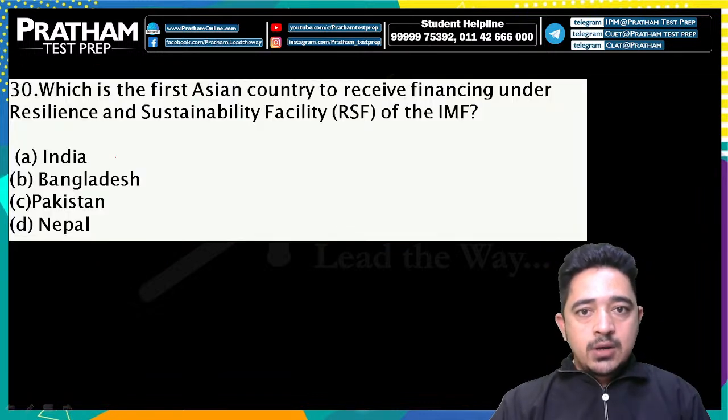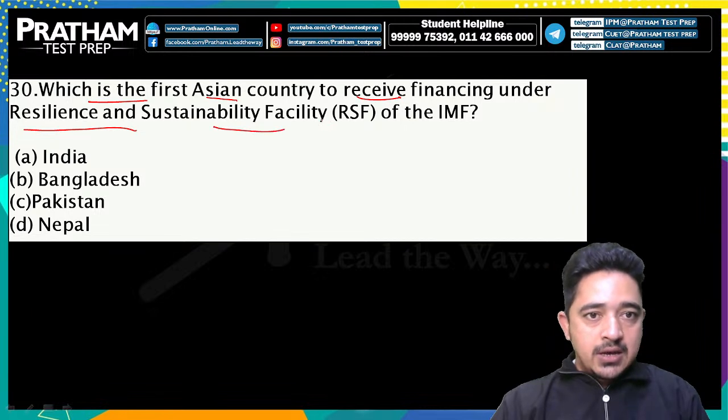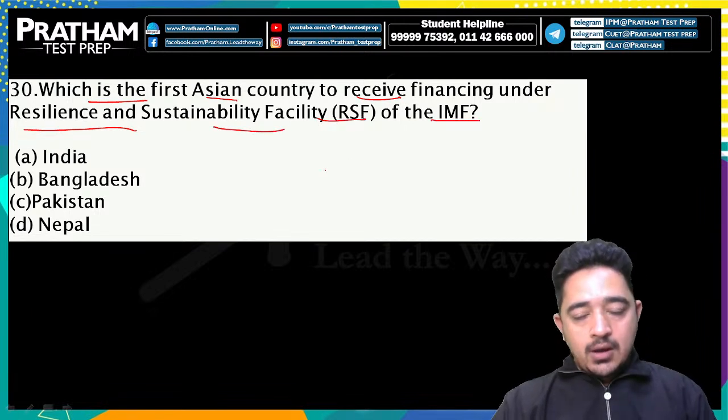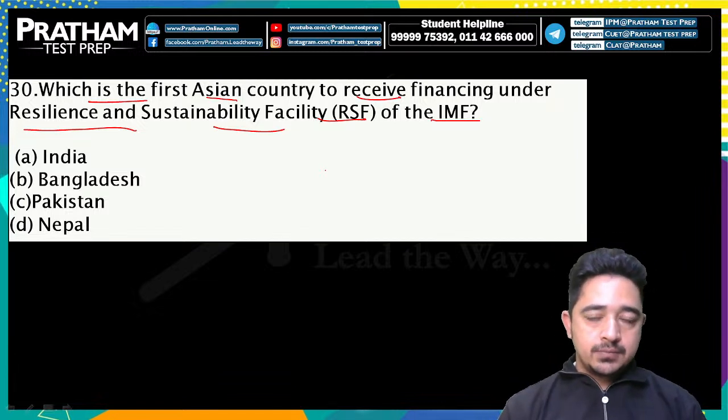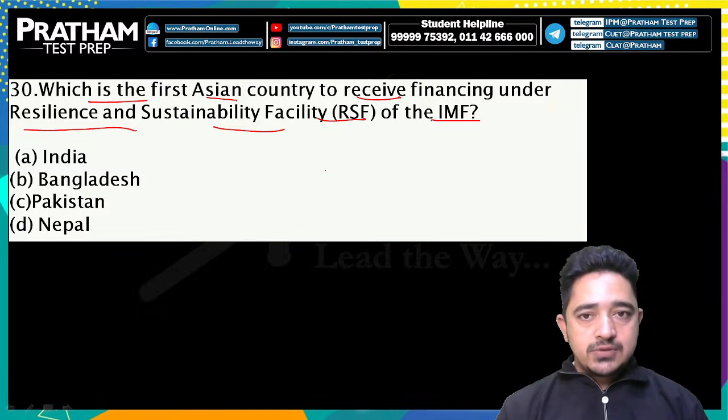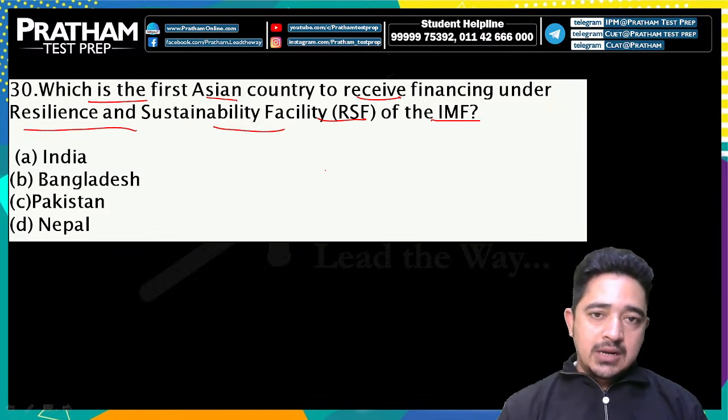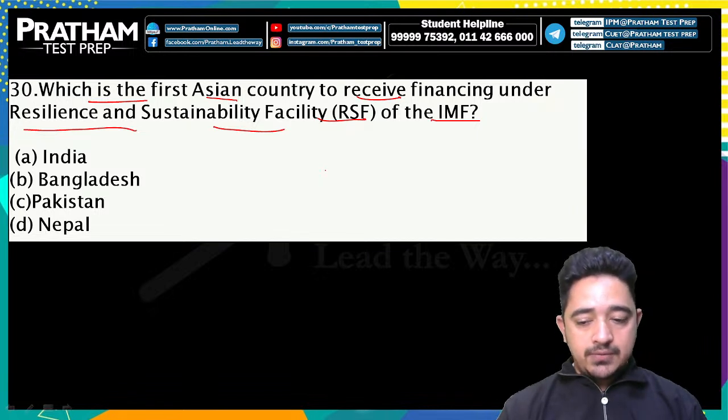Moving to the next one. Which is the first Asian country to receive financing under the Resilience and Sustainability Facility, RSF, of the IMF, which is called the International Monetary Fund? India, Bangladesh, Pakistan and Nepal. The first Asian country to receive RSF financing under the Resilience and Sustainability Facility of the IMF.